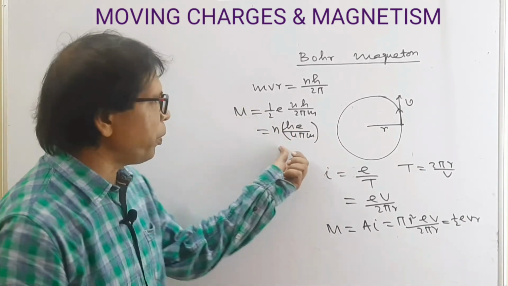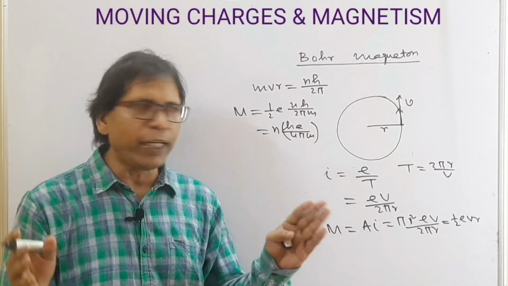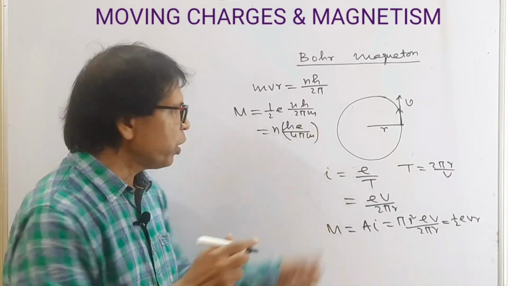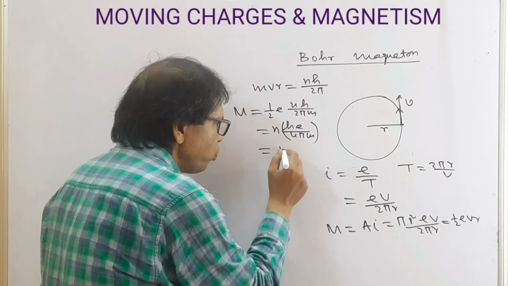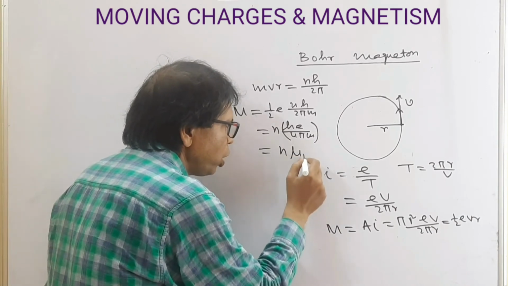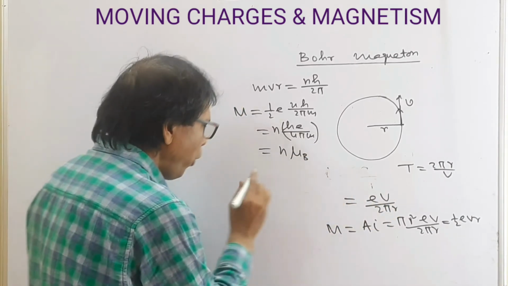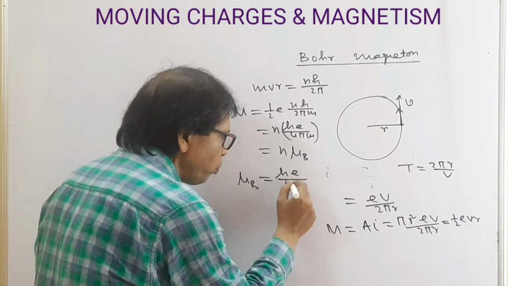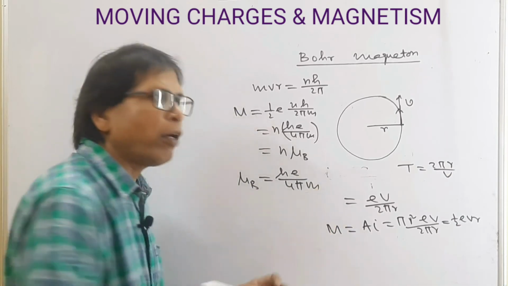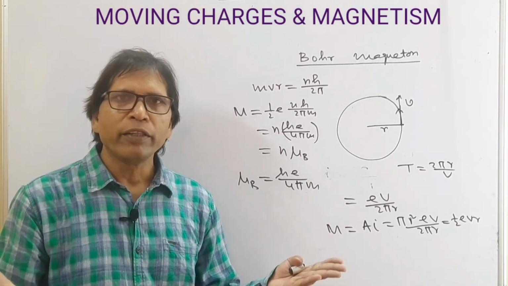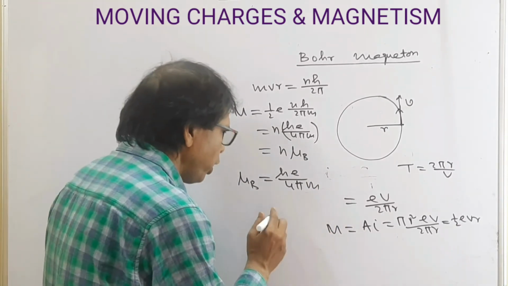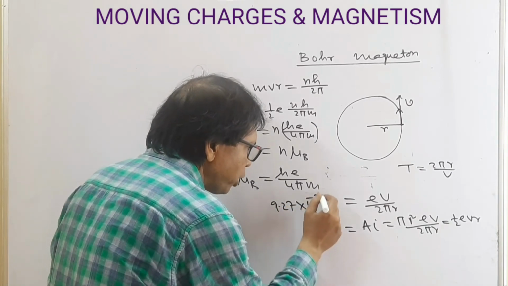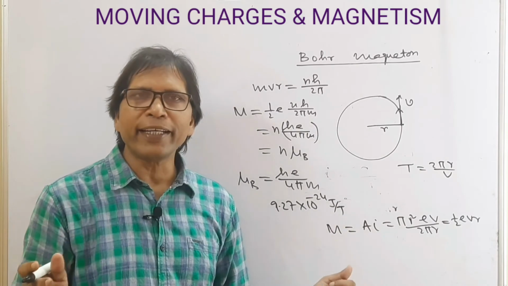Therefore, the magnetic moment produced due to an orbital electron is n times eh by 4πm. This is n into μB, where μB equals eh divided by 4πm and is called the Bohr magneton. The magnitude of the Bohr magneton is 9.27 × 10^-24 joule per Tesla.